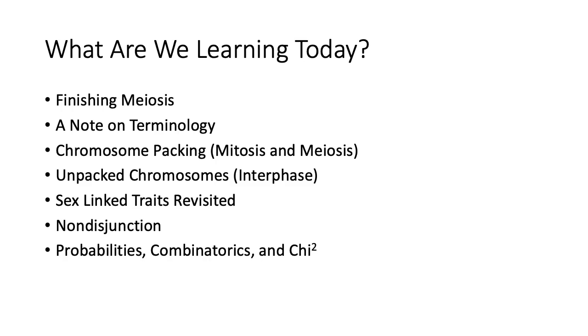On today's schedule, we're going to be finishing up meiosis from the last lecture. I'm going to clear up some terminology that I have not been defining and maybe a little confusing to people. And then we're going to get into the meat of this lecture: chromosome packing, sex-linked traits again, non-disjunction, and then we're going to spend a lot of time on probability, combinatorics, and chi-squared. And I actually doubt we're going to get through the whole thing today.